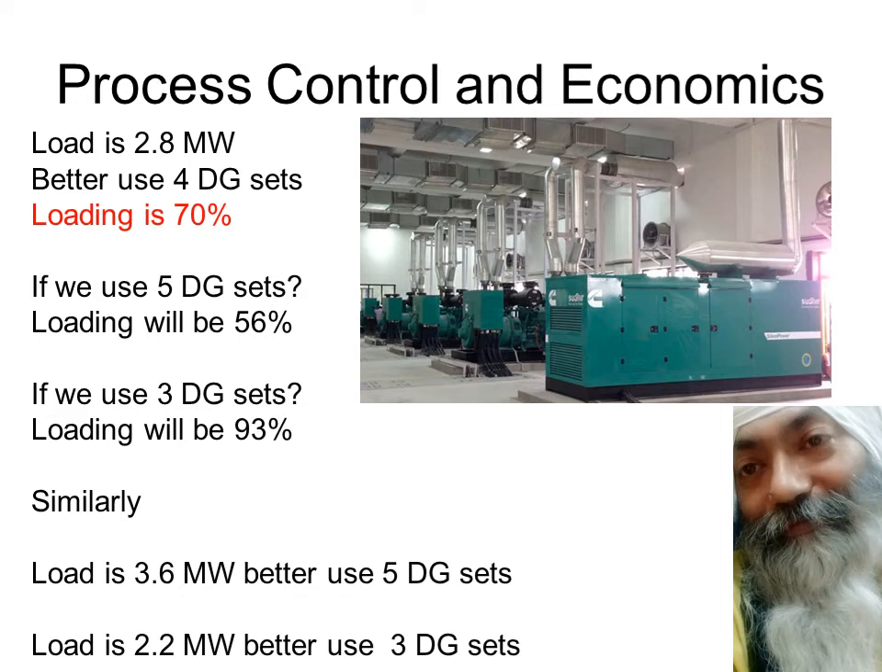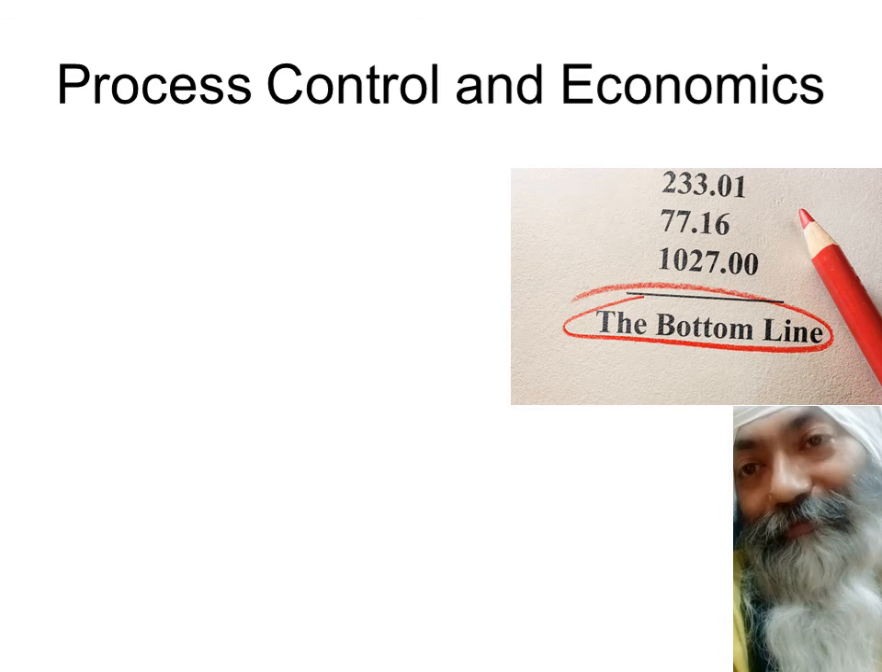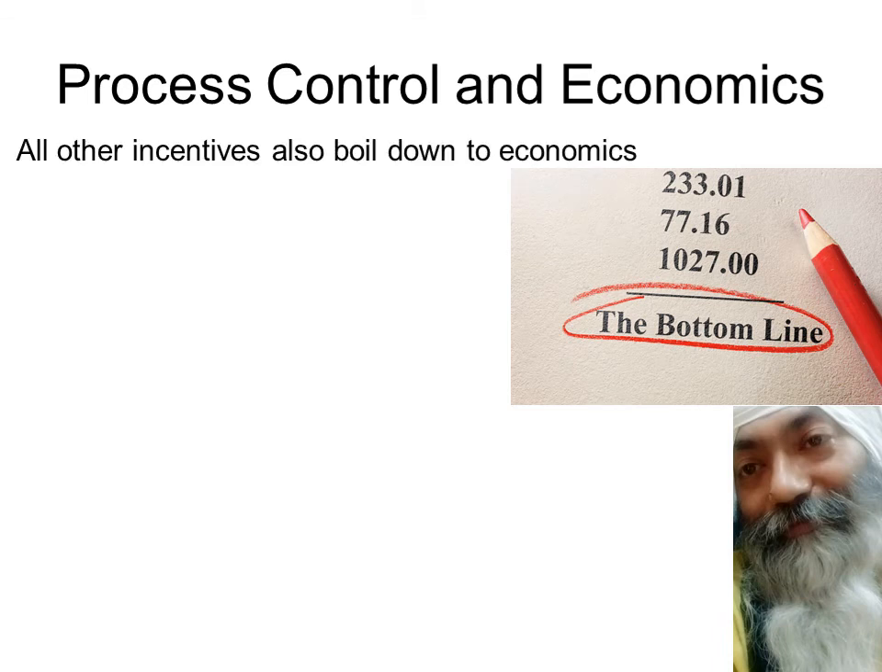So this is one incentive of going in for process control, where we achieve economics, meaning with limited resources, we use them in the most efficient manner. So friends, we have studied so far the 5 incentives, and ultimately all other incentives also boil down to economics.